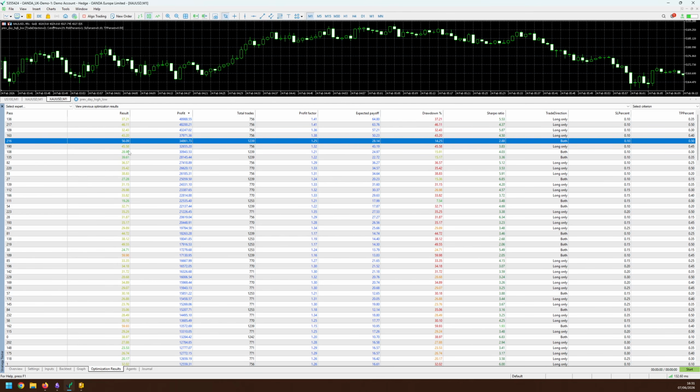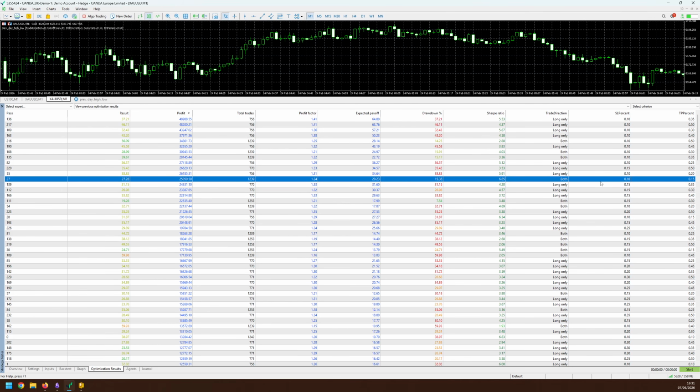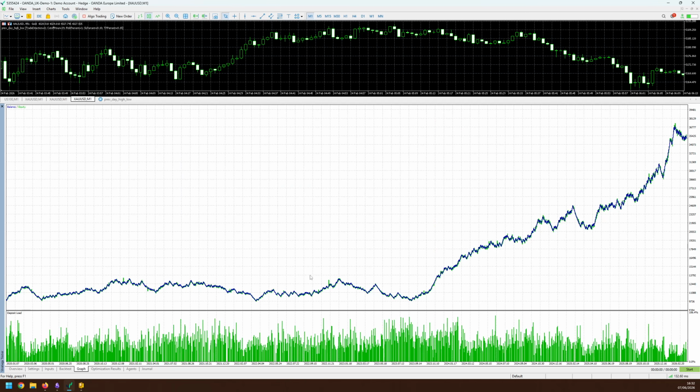And I can see a few that jump out. So this first one here has a drawdown of 29% and it uses a very similar setting. So both directions trading, 0.1 for the stop loss and 0.3 for the take profit. Then another good one here, which is again very similar, 0.1 and 0.15. So that's what the equity curve looks like for that strategy.